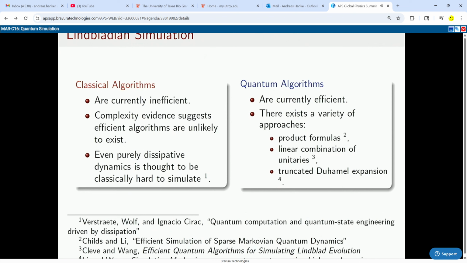On the other hand, if we choose a quantum algorithms-based approach, then all of the current algorithms are actually efficient. And on top of that, we have a multitude of various approaches to choose from. We have product formula-based approaches, linear combination of unitary-based approaches, as well as a recent truncated Duhamel expansion-based approach.